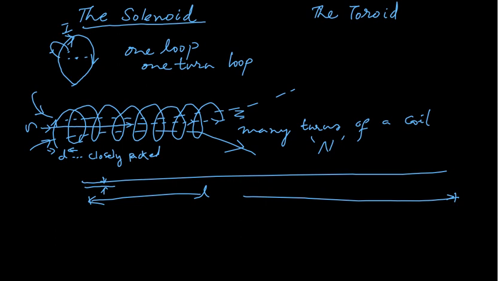Let me erase this first. Let's come to this later. For one turn we got B equal to mu naught I by 2R, or whatever. This is for one turn. If you want it for all the turns, then you have to get the net magnetic field, which is nothing but the vector sum of all of it.